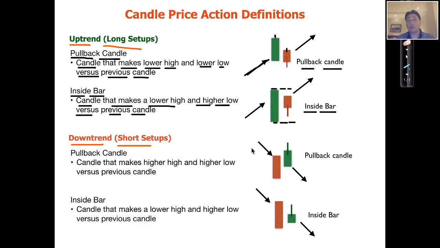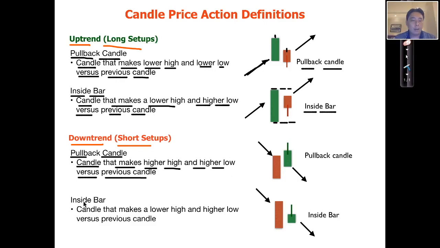Now, if we're going on downtrends, we're going down. Similarly, on a downtrend, a pullback candle is a candle that makes a higher high and a higher low versus the previous candle. So again, there's a downtrend and we have this red candle. After this red candle, we have a pullback. It pulls back before continuing down. So why do we call this a pullback candle? Because it makes a higher high and a higher low in relation to this candle. So there's a pullback candle.